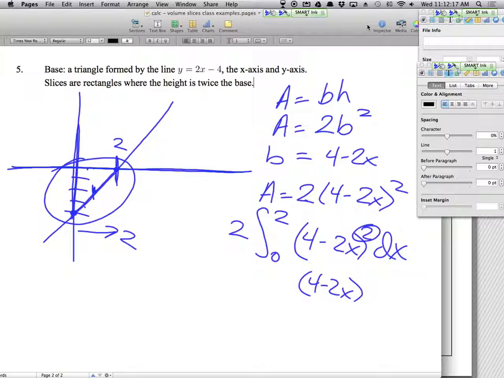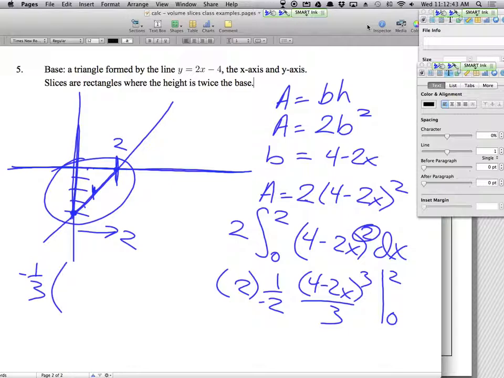Divided by the inside. But I've got to make sure I do the derivative of the inside, which is negative 2, so that means I need to divide by negative 2. And I have that 2 out there. So it's just a negative, from 0 to 2. So I'm going to pull the 3 out as well, make it negative 1/3, and then I'm just interested in plugging into the top.